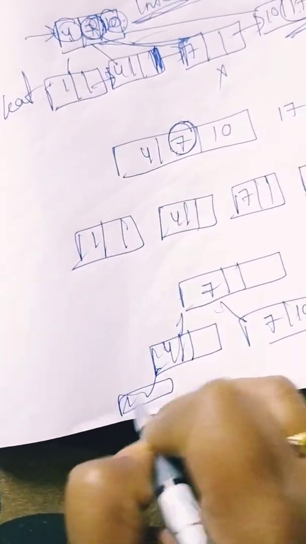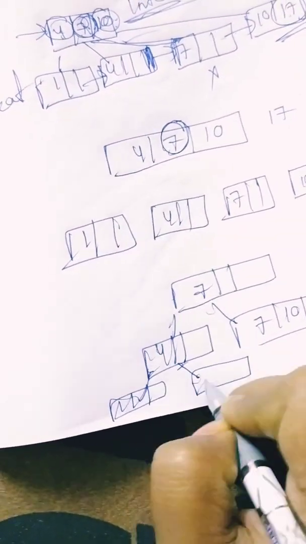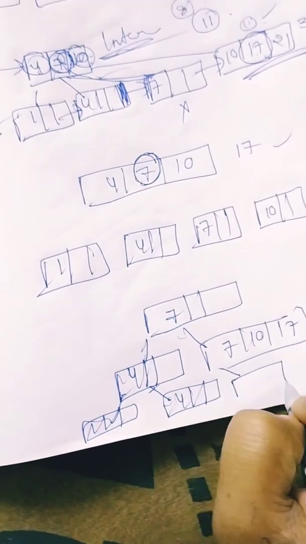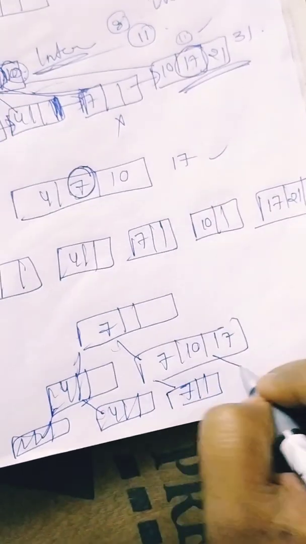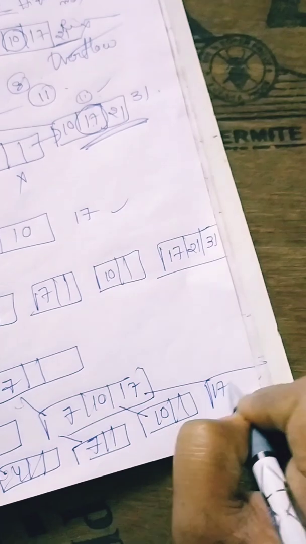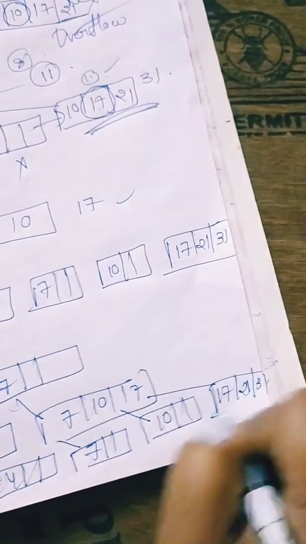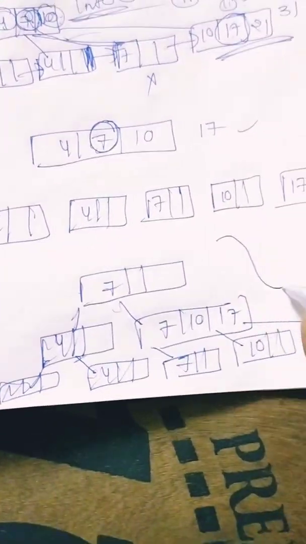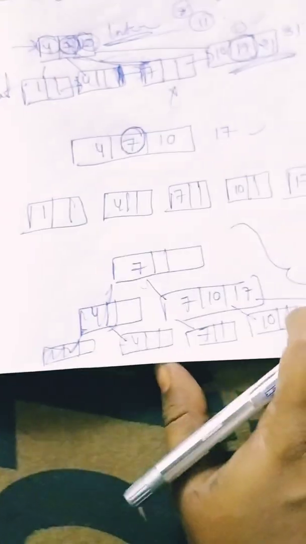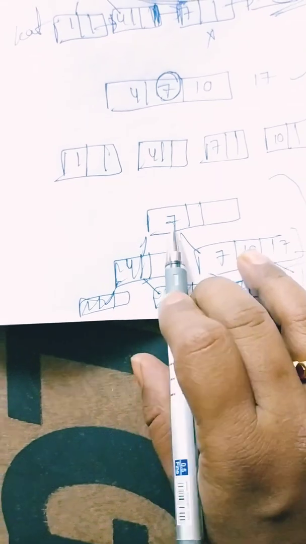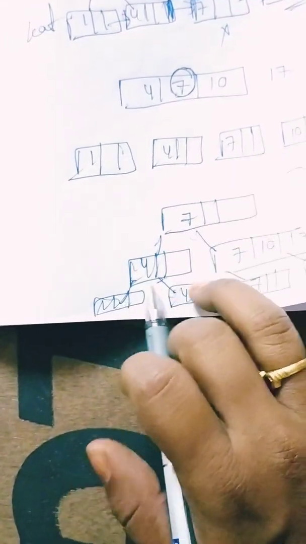Again 1, here 4, same 7, 10, 17, 21, 31. Here we have to take one more step. Here let me see, 7 to 4, 4 to 1, 1 to 4.